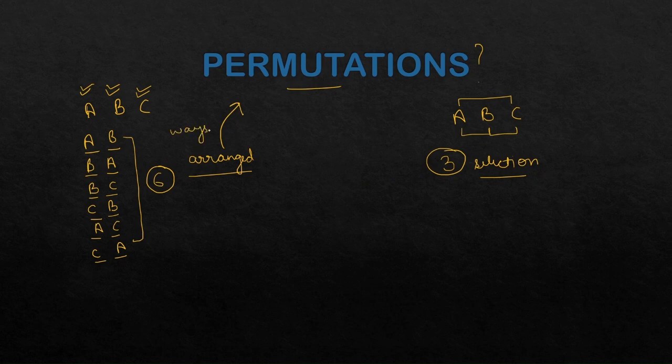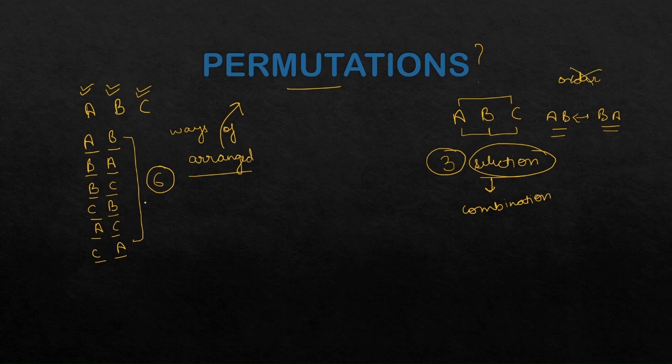Permutation is the ways of arranging. And when we refer to selection, selection is about combination. Here what happens is selecting A and B will be the same as selecting B and A. Here the order does not matter. But here the order matters. Making A sit first and then B will be different than making B sit first and A next.